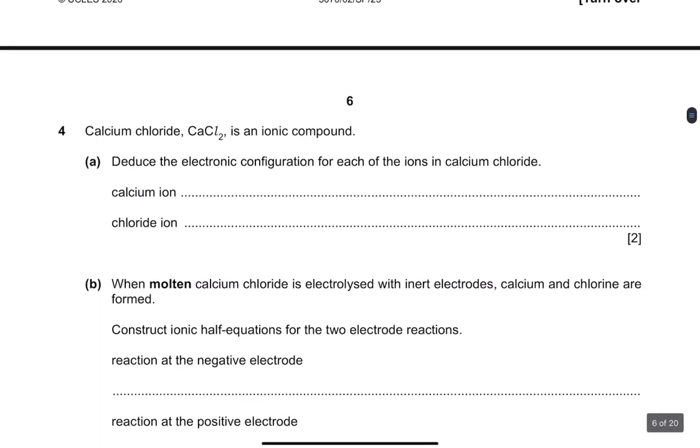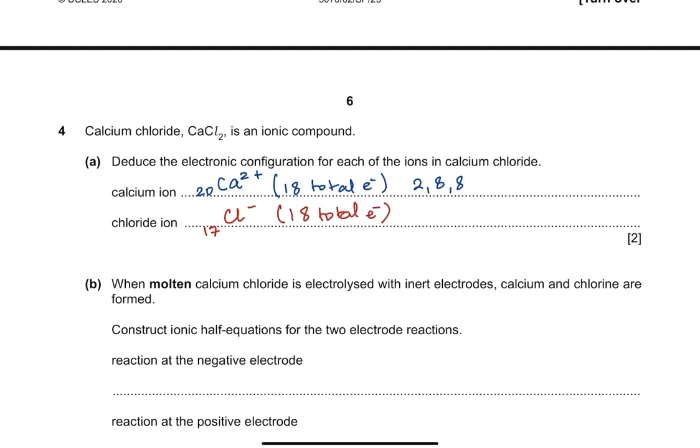Calcium chloride is an ionic compound. Deduce the electronic configuration for each of the ions in calcium chloride. So calcium has a +2 charge and its atomic number is 20, which means there are 18 total electrons. When I write the configuration, it turns out to be 2,8,8. Chloride ions have -1 charge and their atomic number is 17, which means again 18 total electrons. So again 2,8,8.